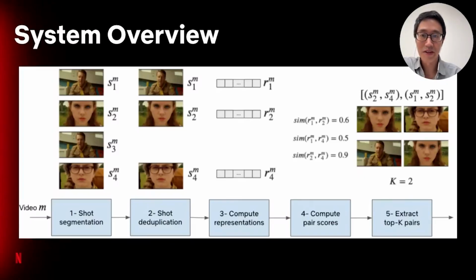Our system takes in a video and generates match cut candidates in 5 steps. First, we segment the input video into different shots. Second, we run a deduping step to remove near duplicates. Third, we compute representations for each shot using pre-trained video or image encoders. Fourth, we compute pair scores based on a similarity function. And finally, we sort by score and return the top K pairs.